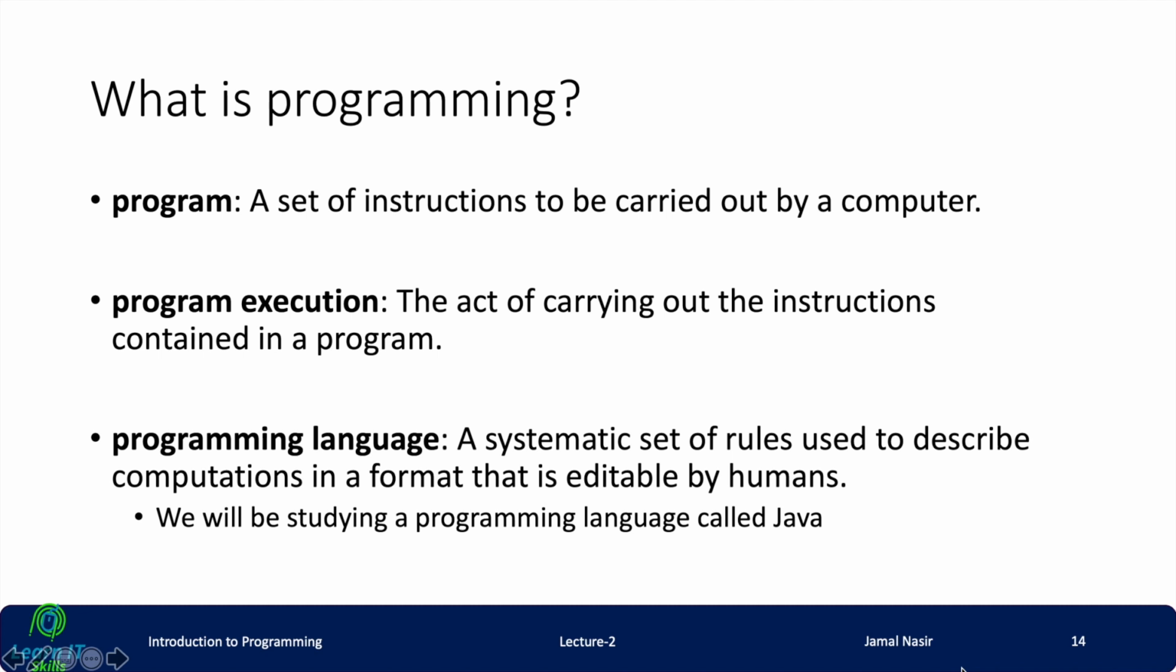Programming language: a systematic set of rules used to describe computations in a format that is editable by humans and obviously understandable by computers. So just like humans, we have different languages, computers also have some programming languages. So we have to write instructions in their language. Java is one of them. So that's why we are studying this Java language in this course.